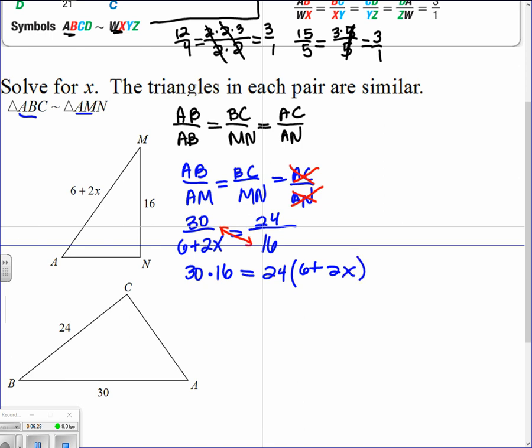Now the way you do it is 30 times 16 will give you 3 times 16 will give you 48, and then you just add a 0, and that's equal to 24 times 6. 6 times 4 is 24, 4 and carry 2. 6 times 2 is 12, and 2 will give you 14, plus 24 times 2x.